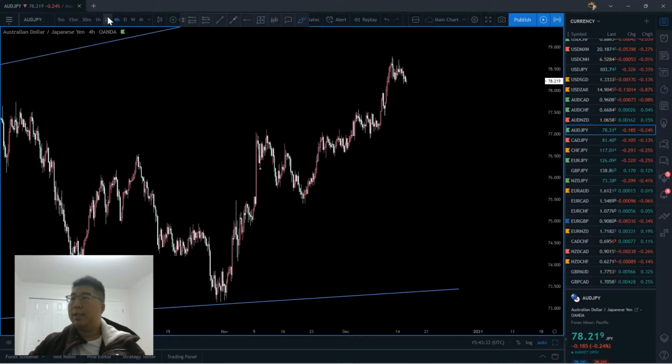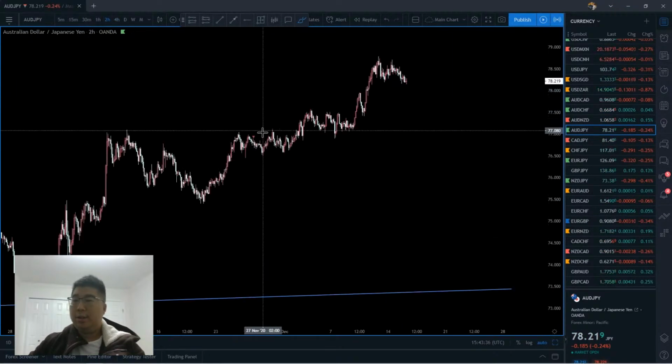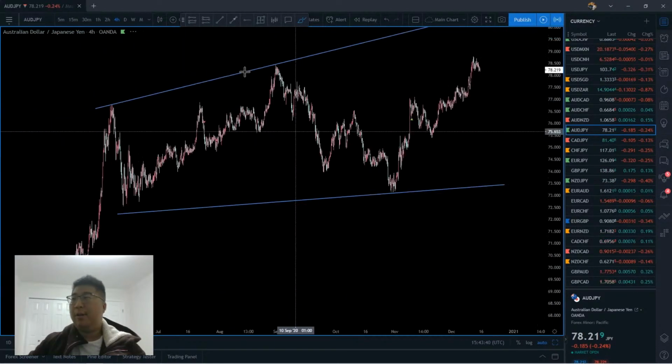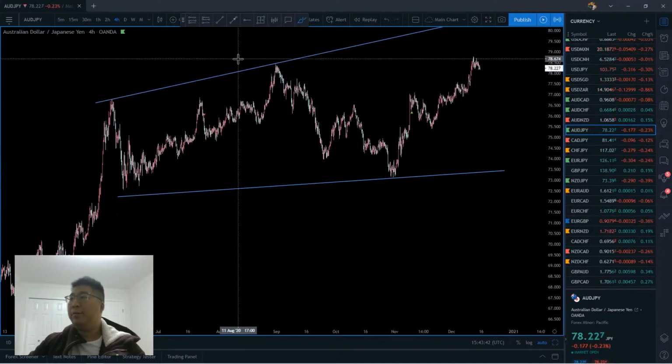So Aussie yen, someone brought my attention to Aussie yen. TradingView desktop, by the way, is fast for those of you who are wondering. I do think it's faster than the web version.